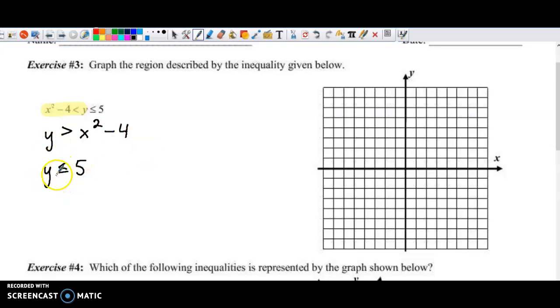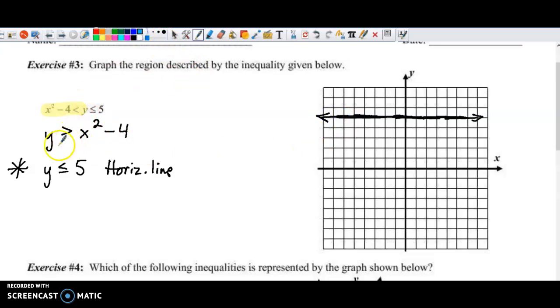I'm going to start with that one, actually. So I'm going to put a little star next to it. Because that's just a horizontal line. It's going to be solid because it's or equal to. And less than means that I want to shade below that. So I don't want any y values that go past that line.